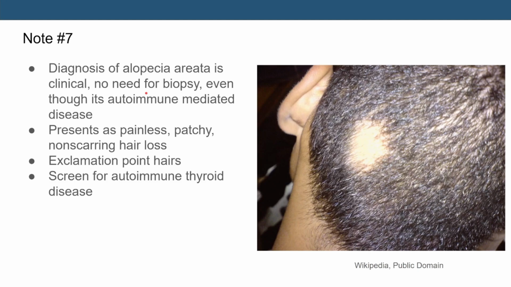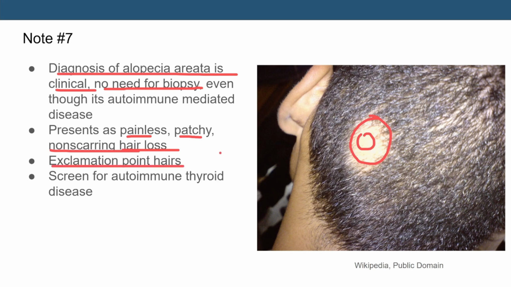The other note is regarding alopecia areata, seen as in this image. The diagnosis of alopecia areata is clinical. There's no need for biopsy, even though it's an autoimmune disease. You don't do biopsy. It's clinical. It presents as painless, patchy hair loss that's non-scarring, so it's not going to be causing scars. Sometimes, if we zoom in on this, you might see exclamation point hairs like this.